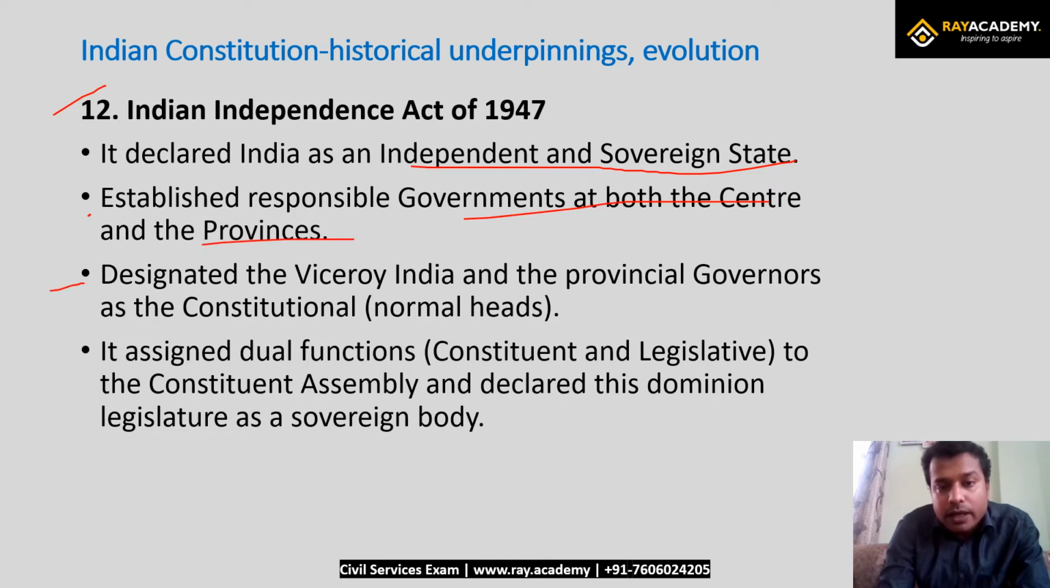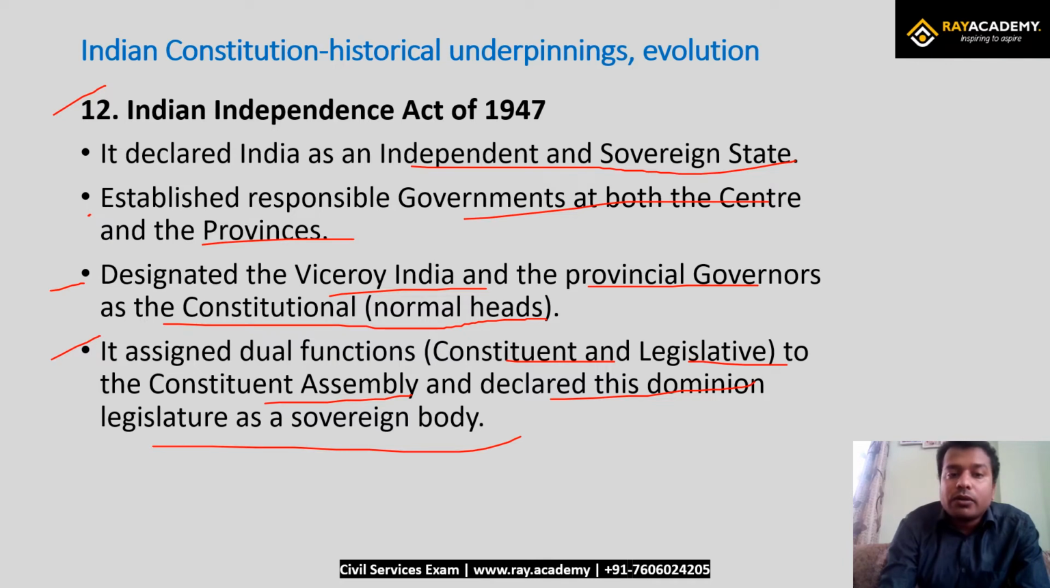It designated the Viceroy of India and the provincial governors as the constitutional, which is called the nominal heads. It assigned dual functions, one constituent and the other legislative, to the Constituent Assembly, and declared the Dominion Legislature as a sovereign body. You need to understand the meaning of this constituent and legislative power of the Constituent Assembly.